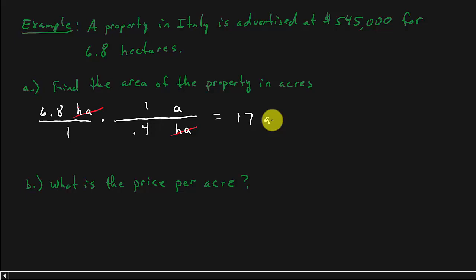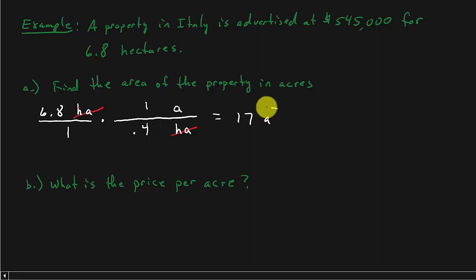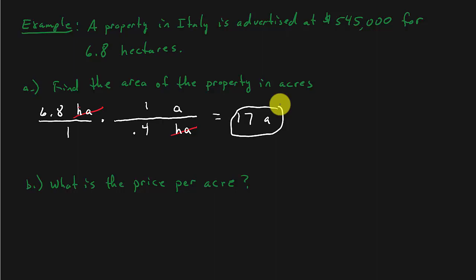Now, let's make sure that's right. 6.8 divided by 0.4. Yep, 17 acres exactly. So that's how big the property is in acres.